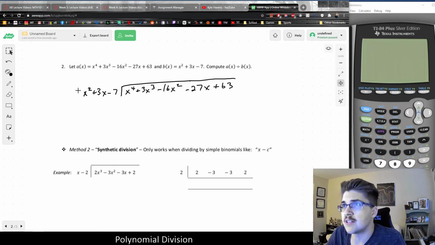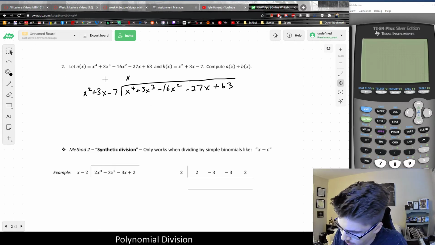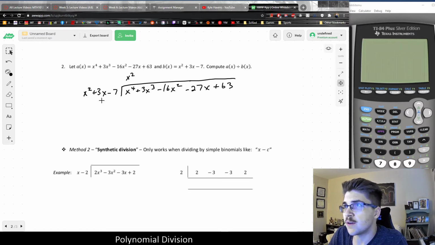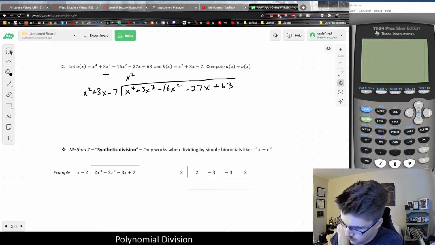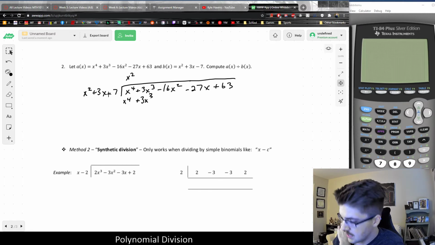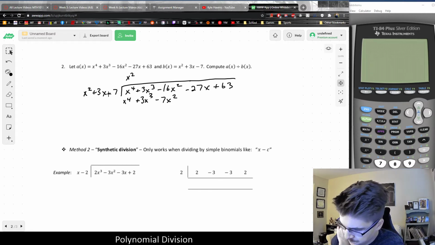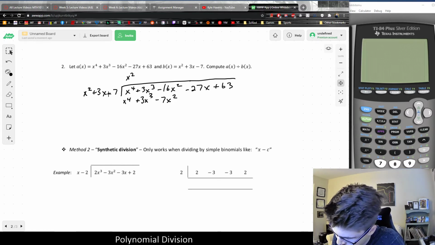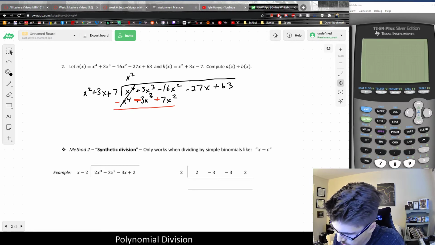Start by matching. Well, x squared matches with x to the fourth by x squared. Then I need to distribute x squared to the divisor. X squared times x squared is x to the fourth. X squared times 3x is plus 3x cubed. And x squared times negative 7 is negative 7x squared. Now I want to subtract, or change the signs and add. So change the sign, change the sign, change the sign, add, cancel, cancel, and this would leave me with negative 9x squared.